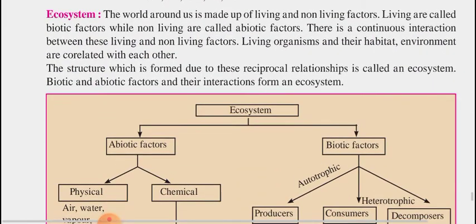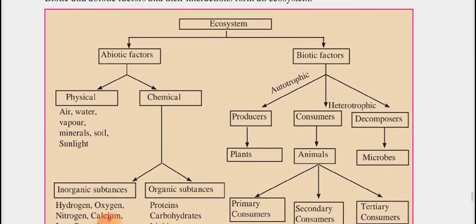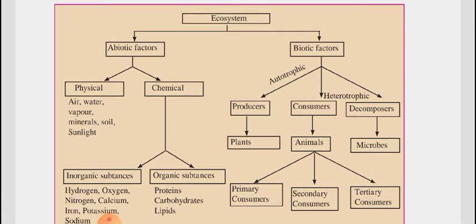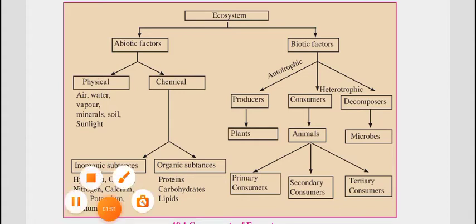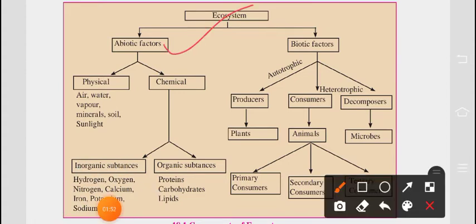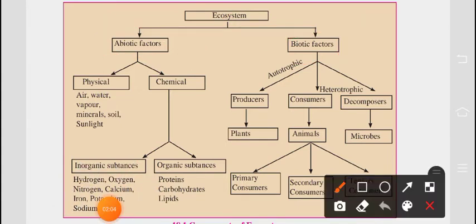So here is the structure for the same. You can observe this is the ecosystem, the whole chart is given over here. With this chart we are able to understand the parts of an ecosystem. In the ecosystem, there are two factors. One is abiotic factors and the other one is biotic factors. Let's go ahead with the study of abiotic factors. In the abiotic factors, there are two parts. One is physical and another is chemical.